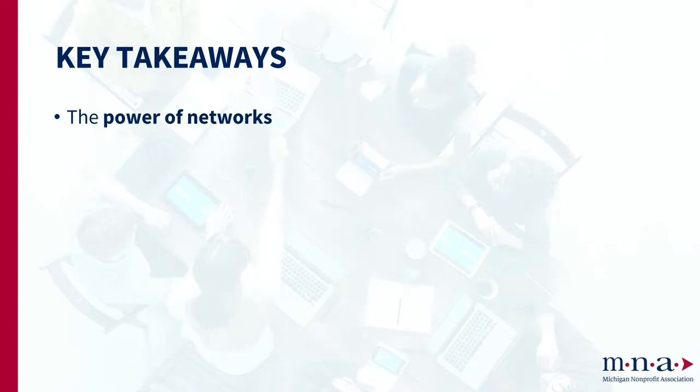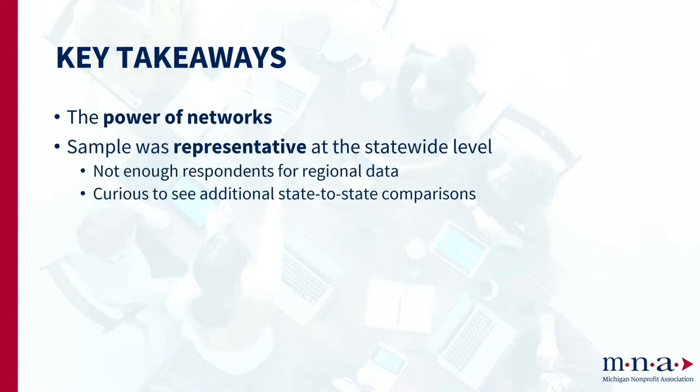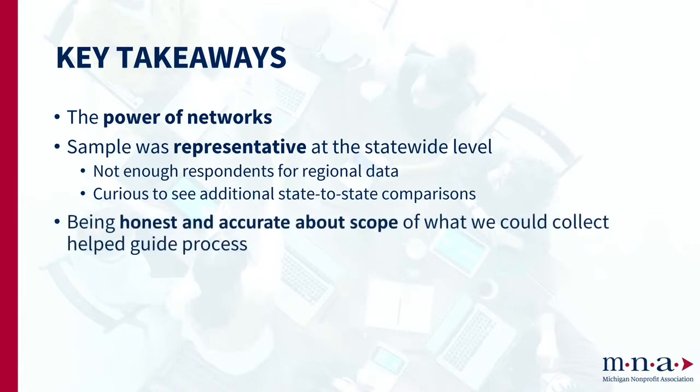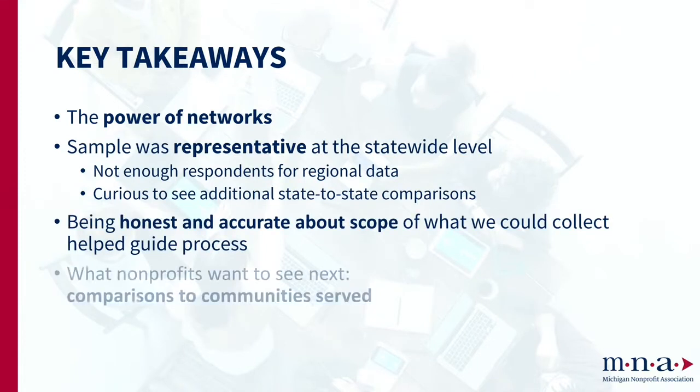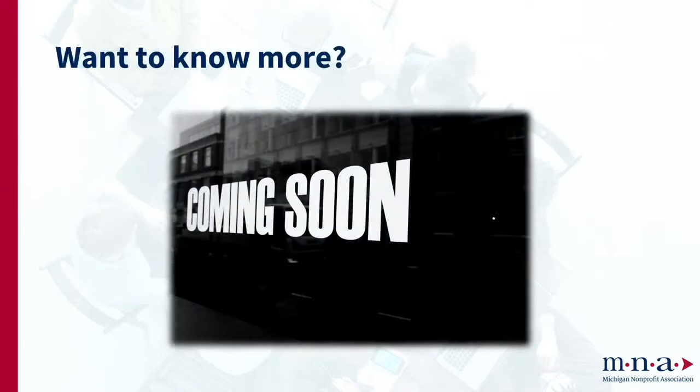So these were some of the key takeaways of the report. One was the power of networks, especially among nonprofits operating within the ecosystem or within the geography that we were looking at. And then the distribution of responses generally matched the overall distribution of nonprofits in Michigan. So if you want to know more, the reports are not yet released, so these are just some of the initial findings from the survey.